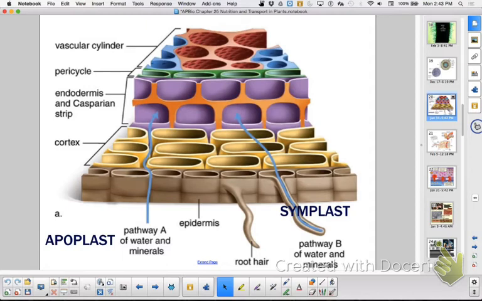Which is more highly regulated? Symplast. Which channel gets shut down eventually? Apoplast. And who does the shutting down? The Casparian strips, which are wound around the endodermis. And then that forces water to be regulated.